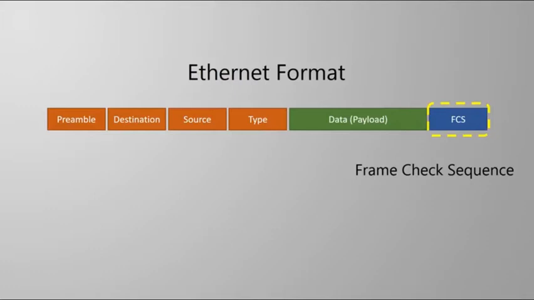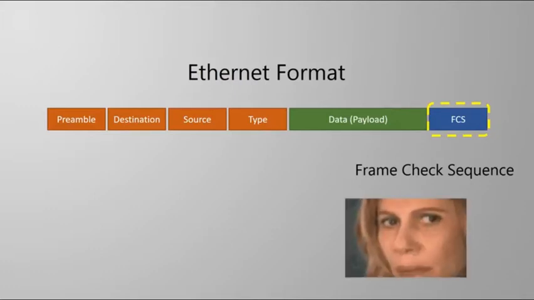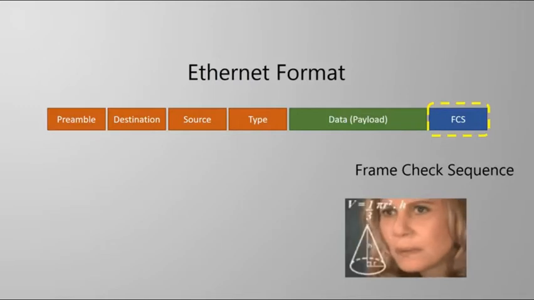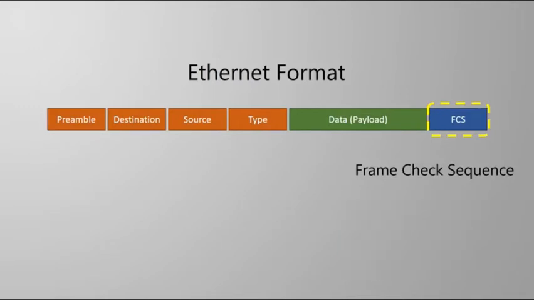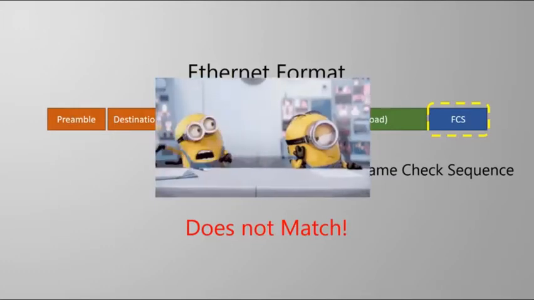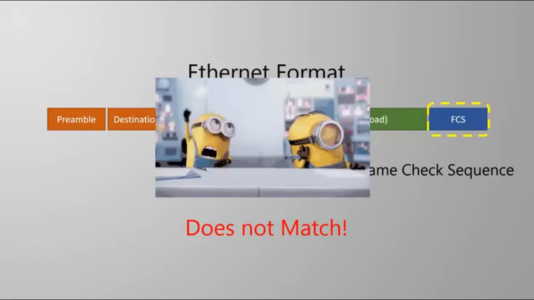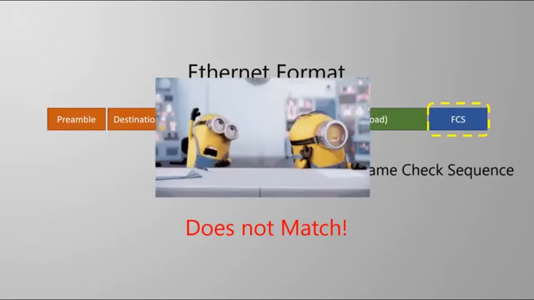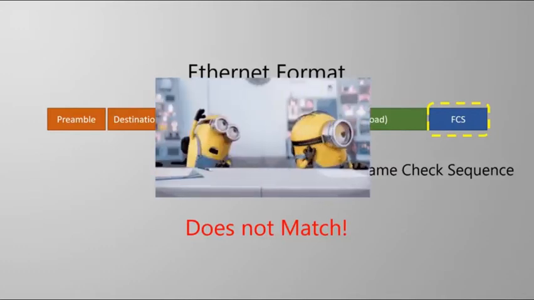When the frame arrives, the receiver runs the same formula over the contents of the frame, without the trailer, of course. If the result matches the contents of the trailer, then clearly the data is the same as it was when it was first sent. That means there's been no corruption. But if the results are different, then there must have been a change in the data somewhere. That means that the frame is corrupt and it will be discarded. Ethernet will not try to recover this data. However, as we've seen in past videos, higher level protocols like TCP may try to recover the data.